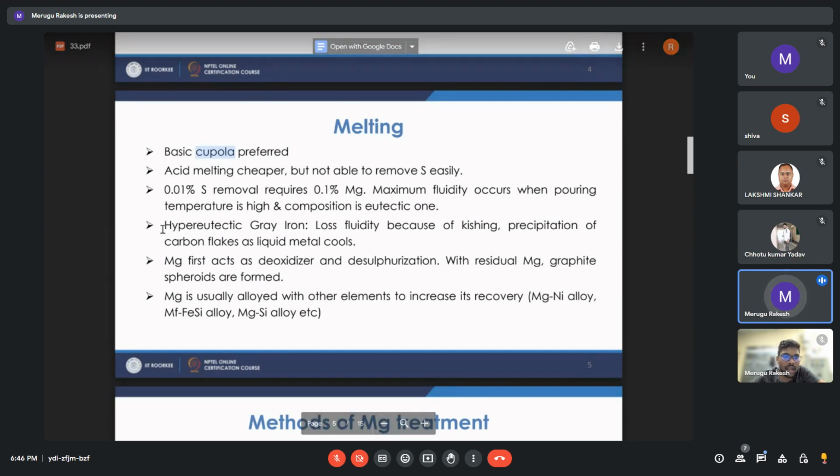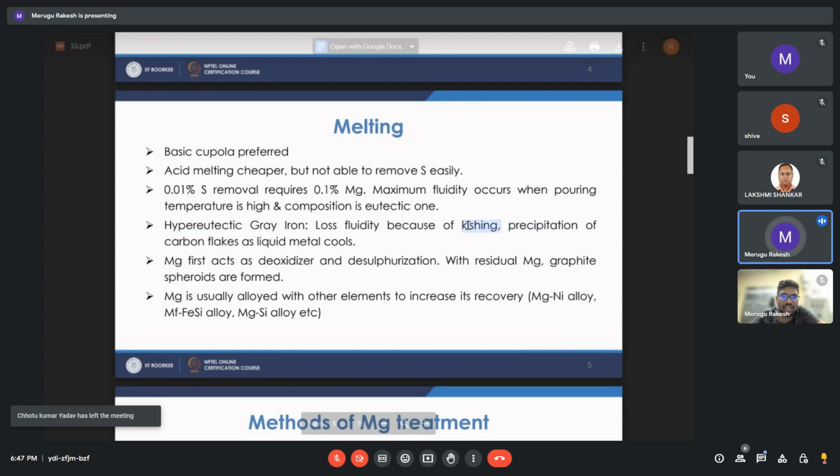And if you see in hypereutectic gray iron, the graphite which is present is of low density. It forms on the surface. It precipitates on the surface as carbon flakes, a phenomenon called kish.